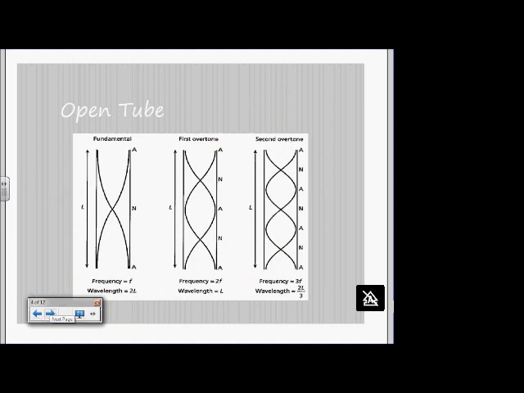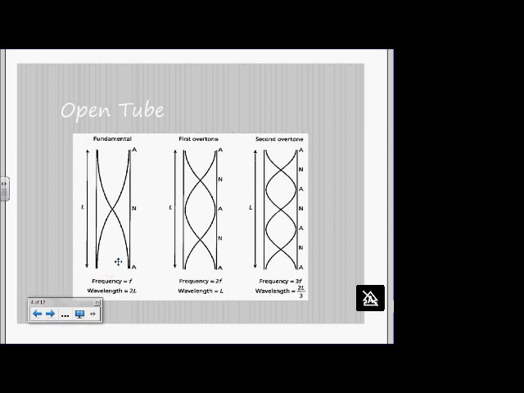Open tube, though, is different. If it's open at both ends, we still get stationary waves. This time it's a strange sort of idea, but it's almost as though the sound waves are bouncing off the open end here and coming back. And we saw that with the wave machine in class, that we could have an open end and still be able to set up a stationary wave there.